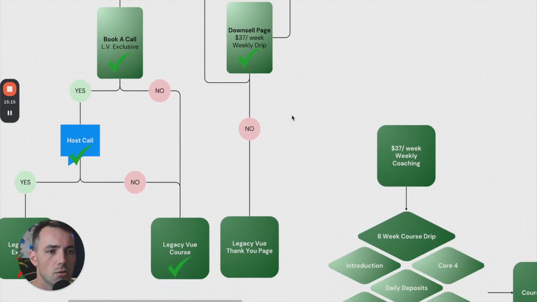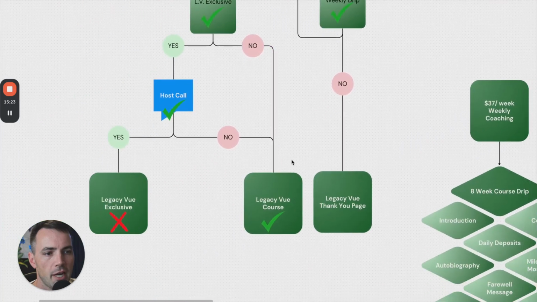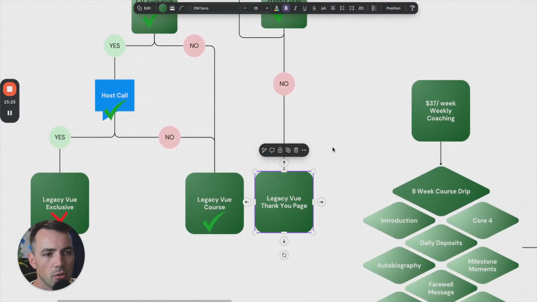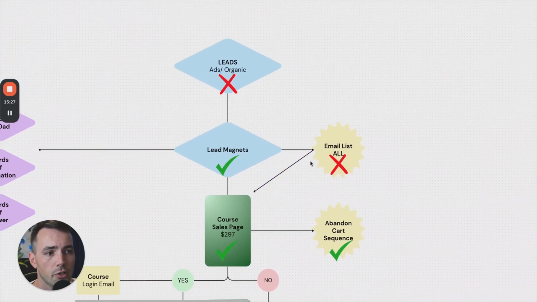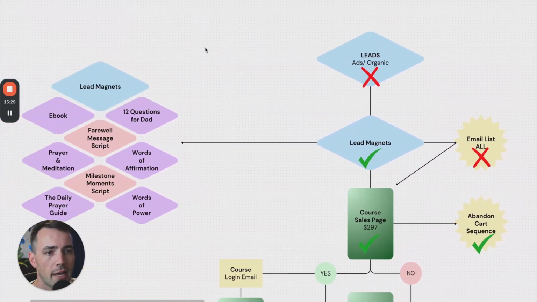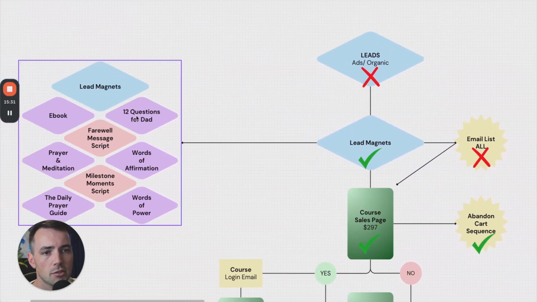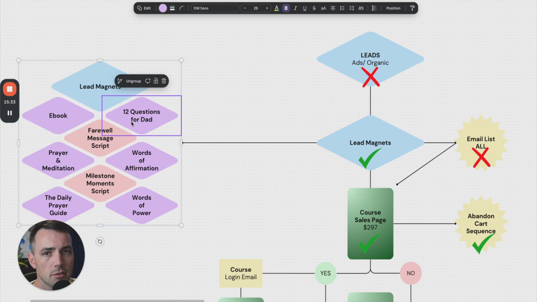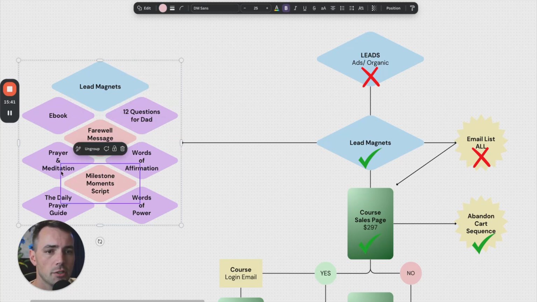If they say no, it's okay. It's like, okay, great. Thank you for purchasing the ebook. And then you basically just let them go. From there, if they said no to both, basically all of your emails now are back to this circle. You're trying to give them new lead magnets. So you might send them the 12 questions for dad. You might send them the farewell message page. You're sending them back to these new pages, trying to get them more integrated into your product.